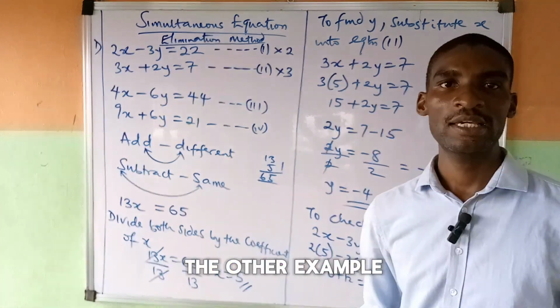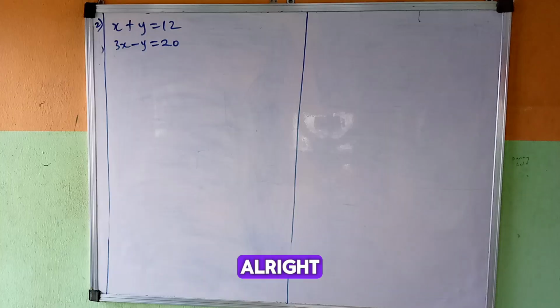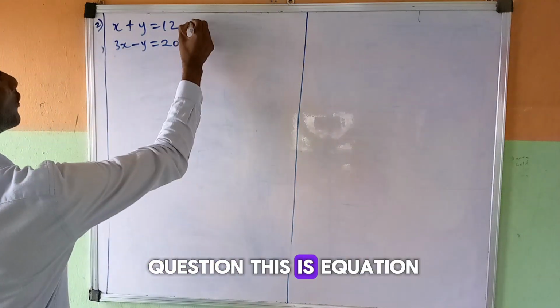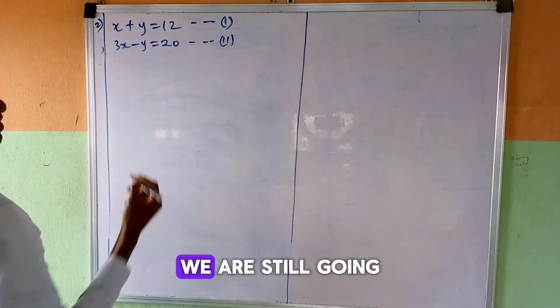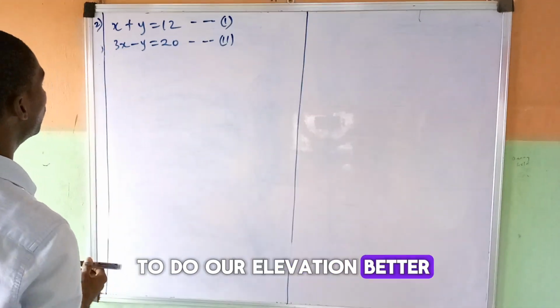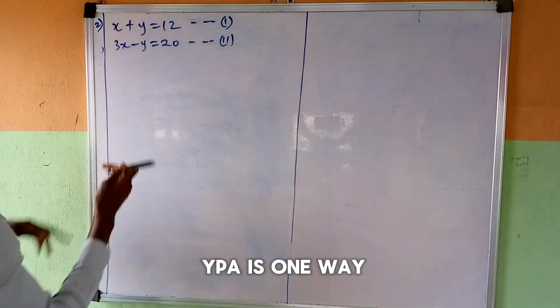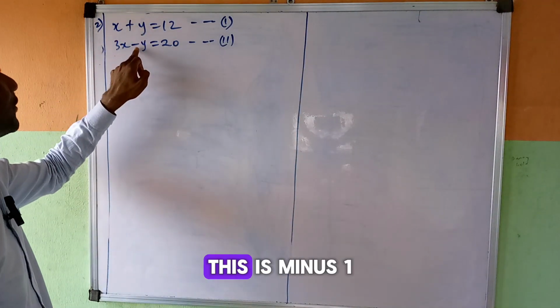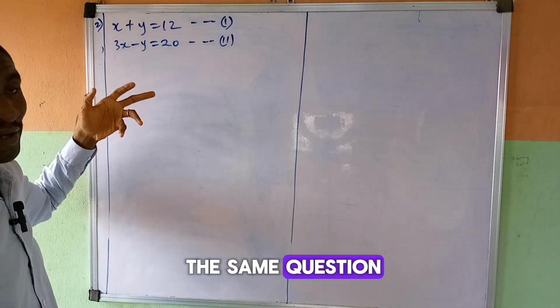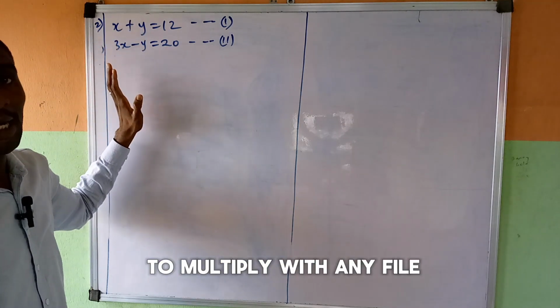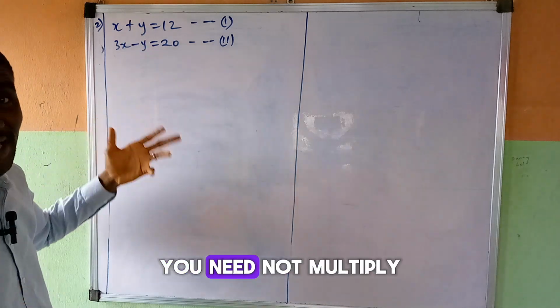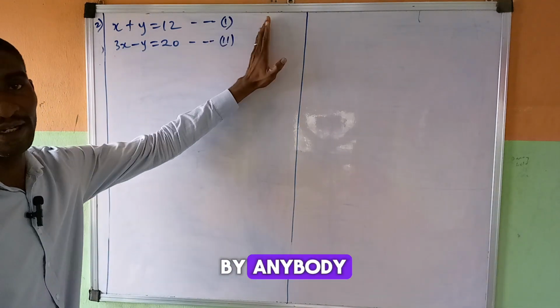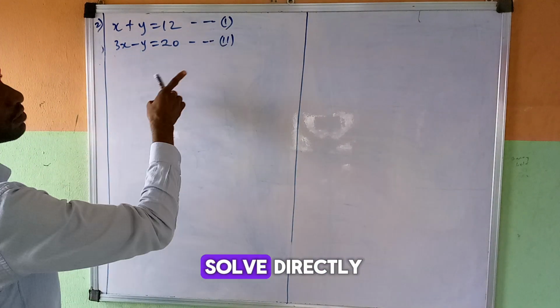We're going to see the other example. Alright, so let's solve this question. This is equation 1. This is equation 2. We are still going to do our elimination method. So the coefficient of y here is 1y, this is minus 1y, so they have the same coefficient. So I don't need to multiply with any value. So if the coefficients are the same, you need not multiply by any value. Okay? So you just solve directly.